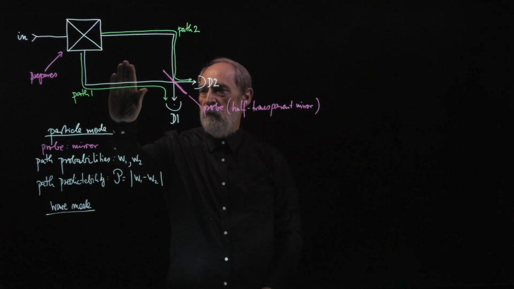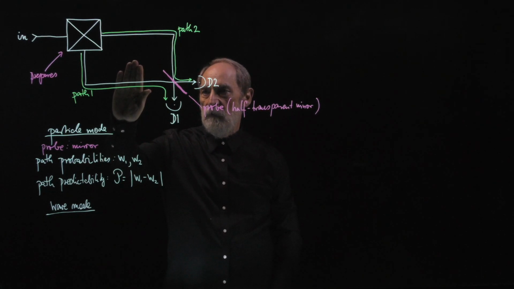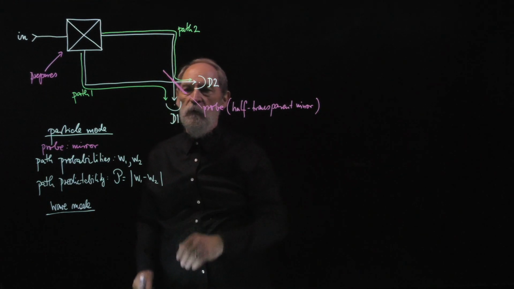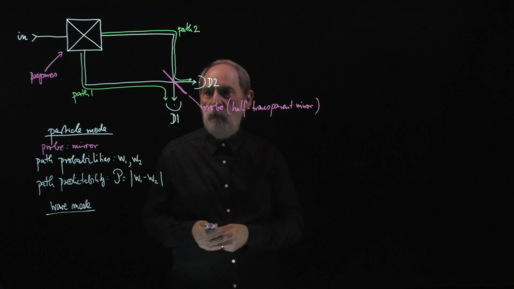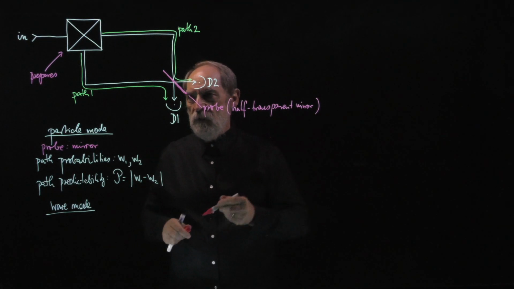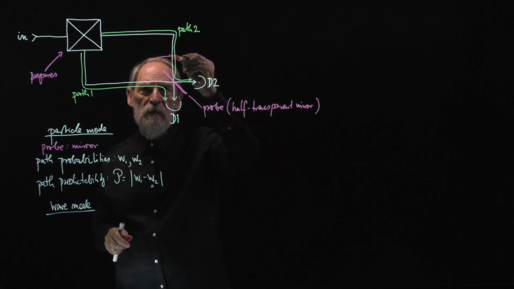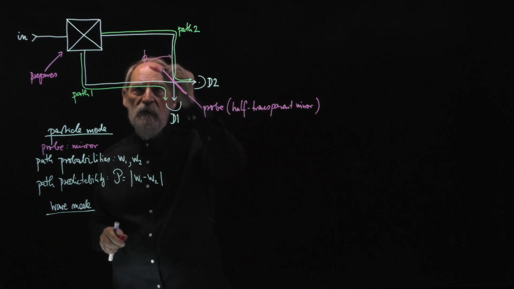I check that if I block one path, both detectors click with equal frequency. And that should be true for path 1 and for path 2. Now, a half-transparent mirror is not the most general thing that gives me this situation, because I have also the option of introducing a relative phase between the two paths, and that relative phase I will denote by phi.